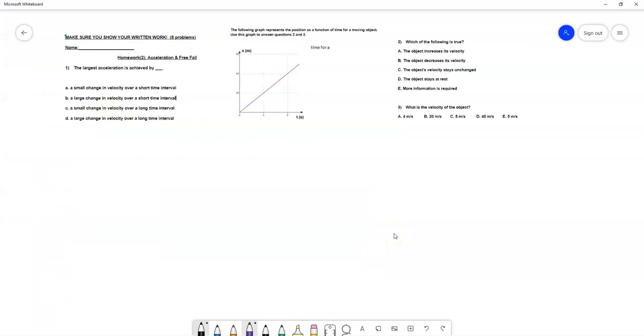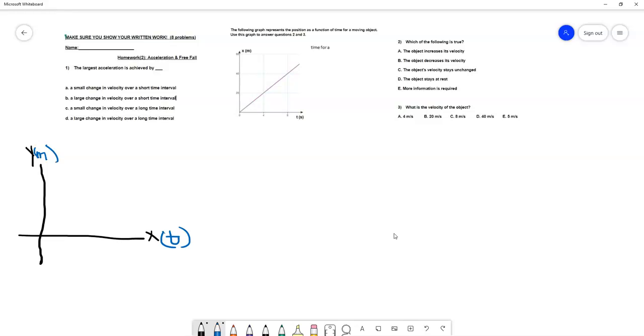So this is the very first one. It says, the largest acceleration is achieved by... and then what I want you guys to think about here, remember, that's the y-axis, this is the x-axis. And remember that this was how many meters had gone by, and this is the amount of time that had gone by. Remember we talked about that in class with the cow races.